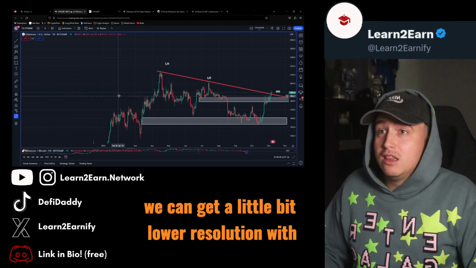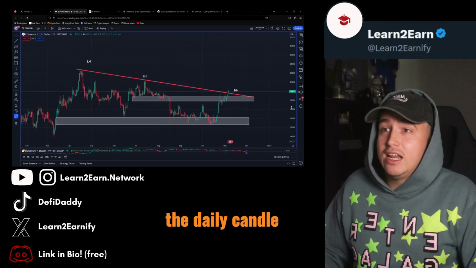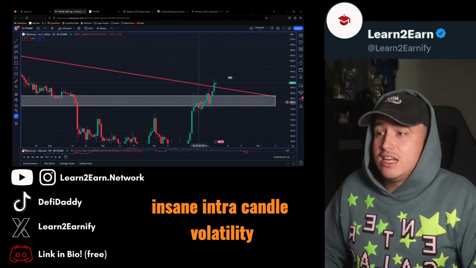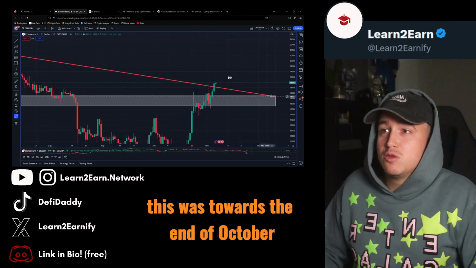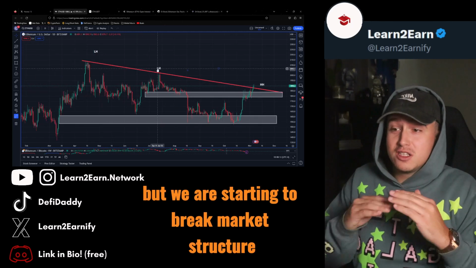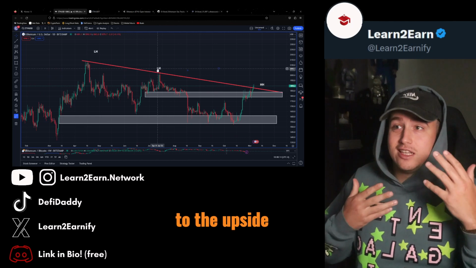We can get a little bit lower resolution with the daily candle, and as you can see, insane, let me zoom in all the way here, insane intra-candle volatility. This was towards the end of October, but we are starting to break market structure to the upside.